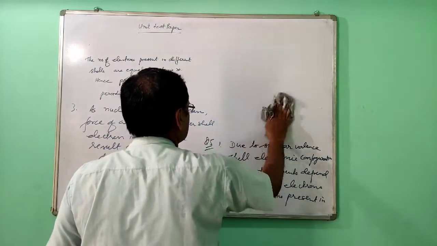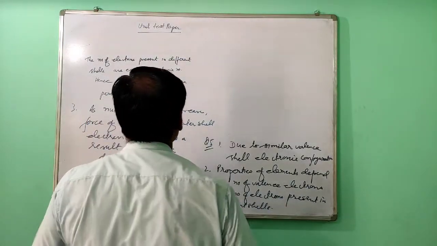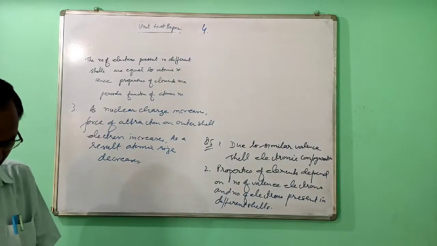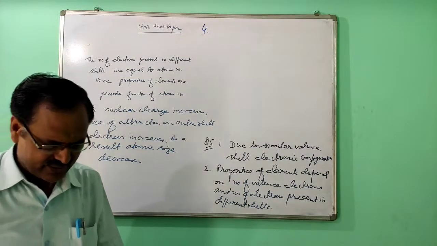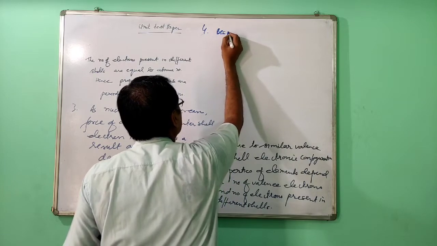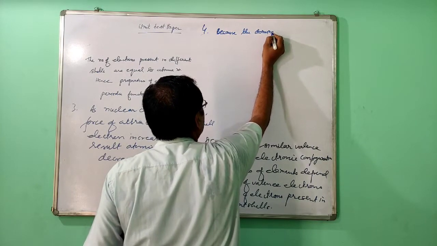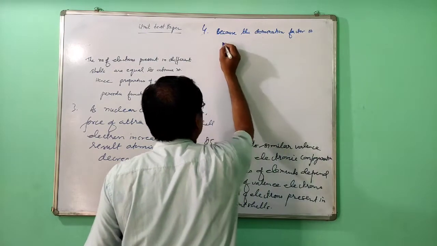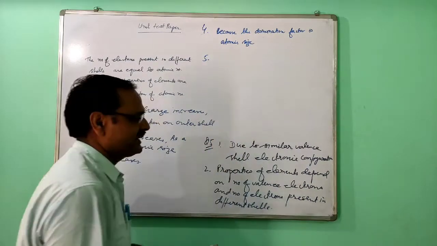Now the next one is the fourth. Just see what is given: down a group, electron affinity should increase with increase in nuclear charge, but it is seen that it decreases because the dominating factor is atomic size. The dominating factor is atomic size.